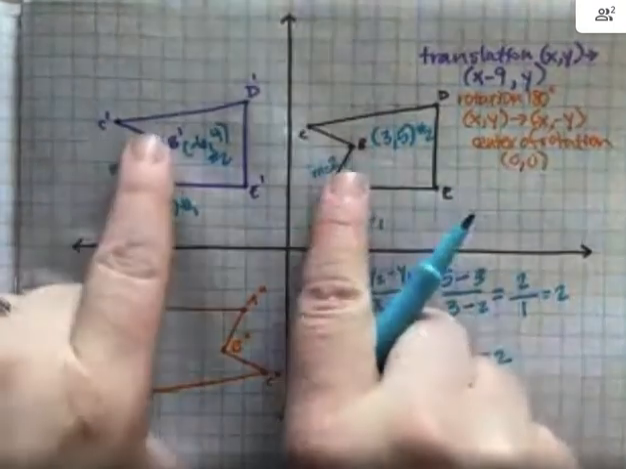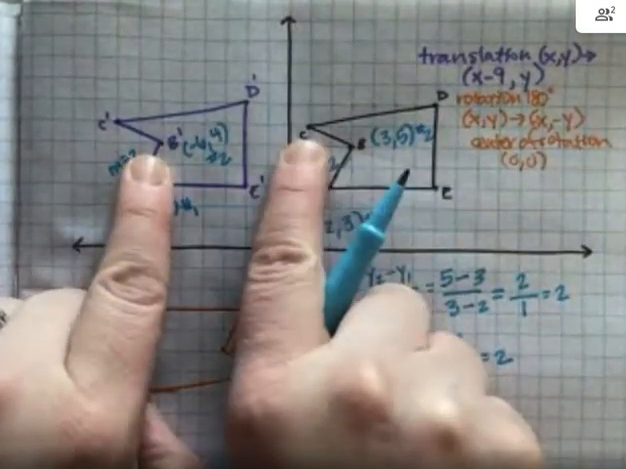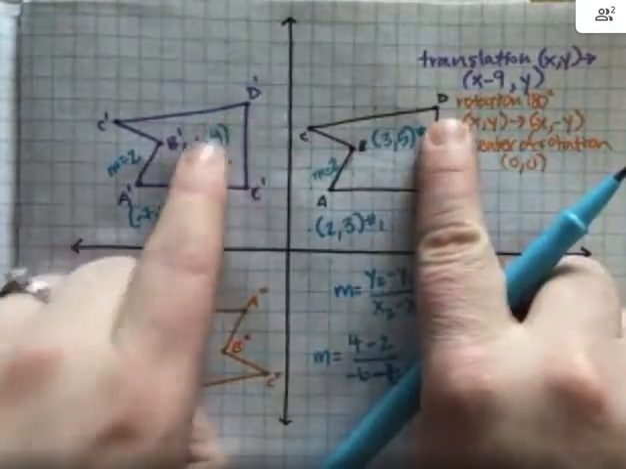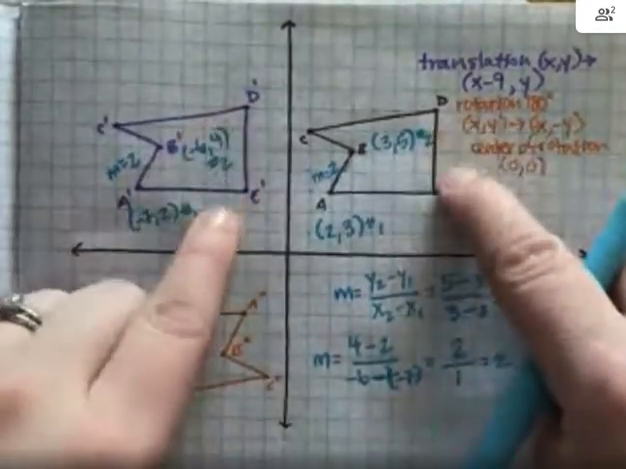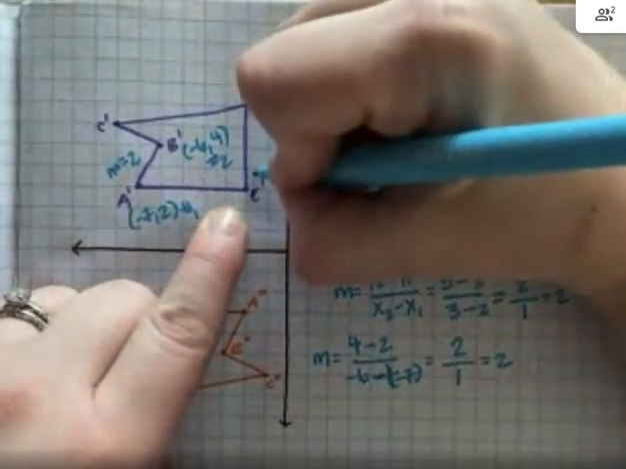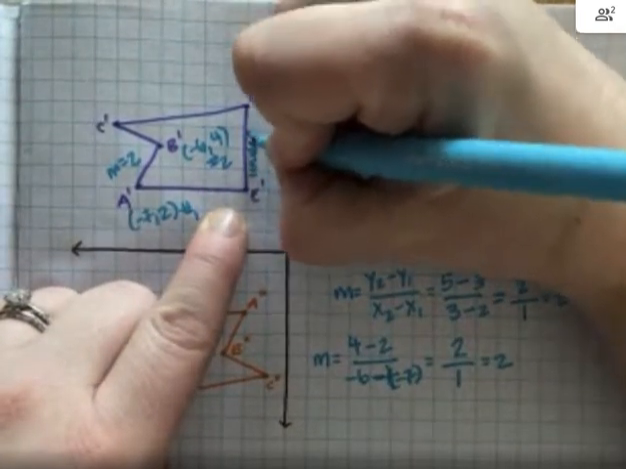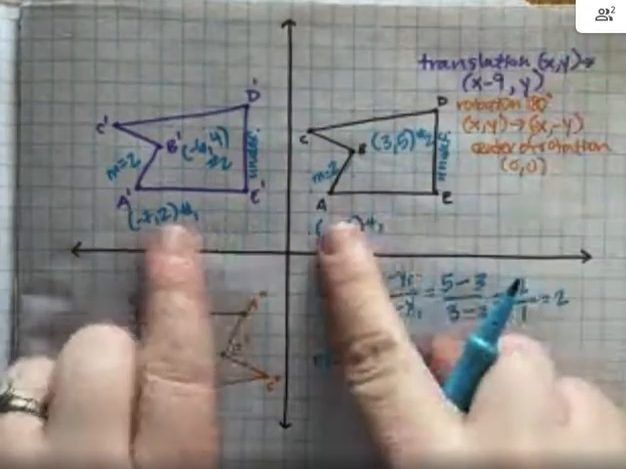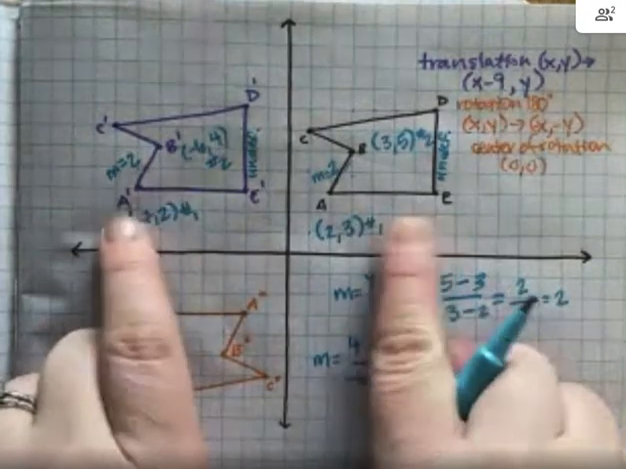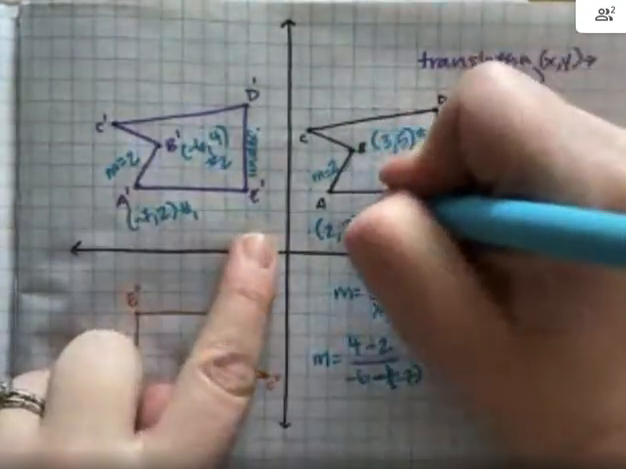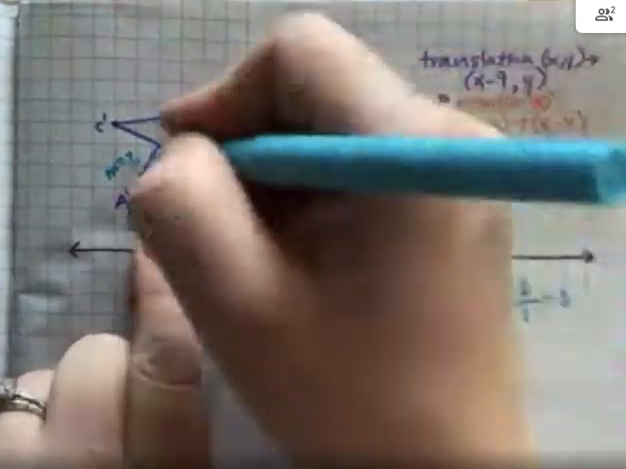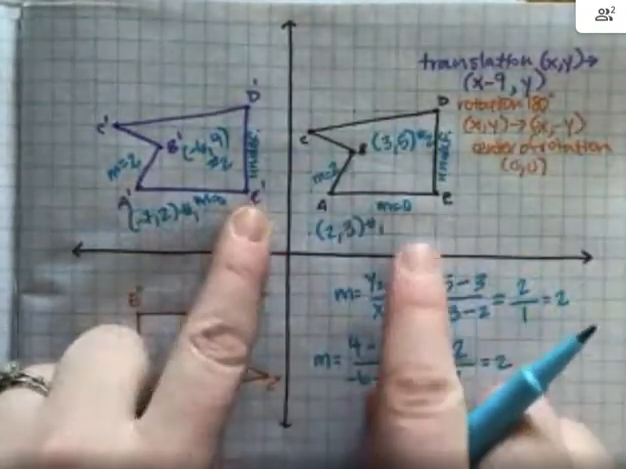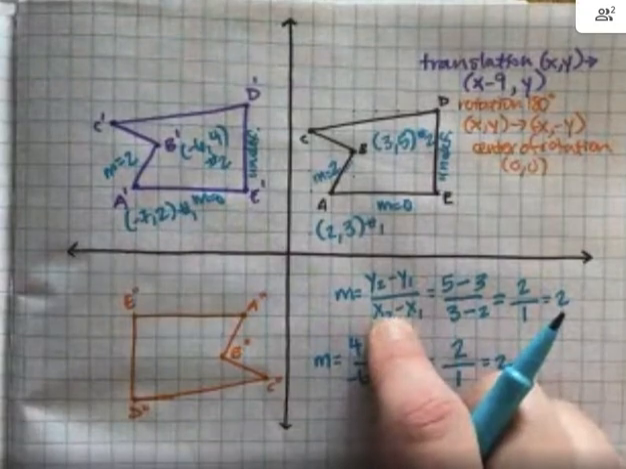I would want to see that same thing happen on BC and B prime C prime, CD and C prime D prime, DE and D prime E prime. We can see these are vertical lines, so they have an undefined slope. So they're obviously parallel because they're both vertical lines. And we can see this with AE and A prime E prime. These are horizontal lines, so they have a slope of 0. So these are clearly parallel. Well, technically those ones end up being the same line.